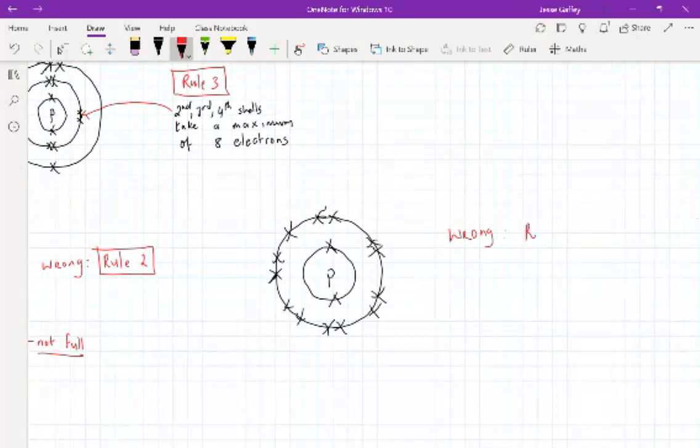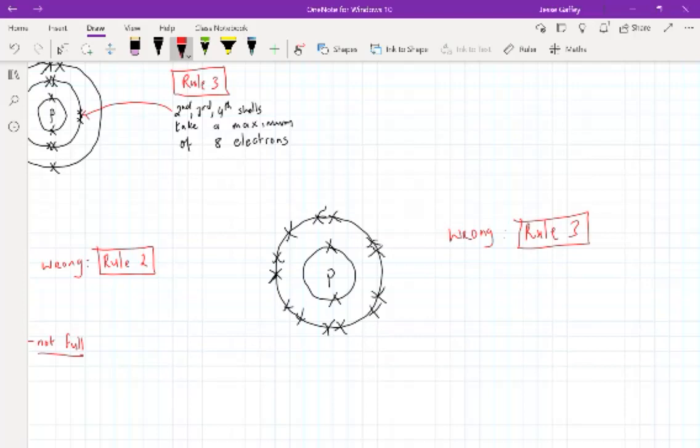I've broken rule 3. Rule 3 says that second and third shells can take a maximum of 8 electrons. In the second shell here, I have drawn 13 electrons. So I did not fill it up and then move to shell number 3. Okay, if you were able to spot their mistakes, then that's good. That means you understand the rules.